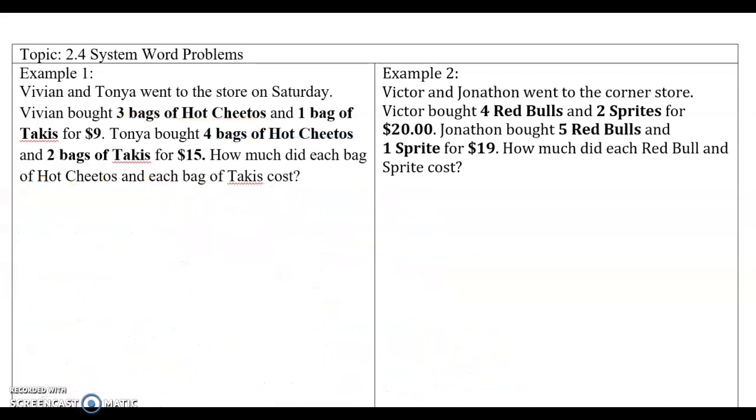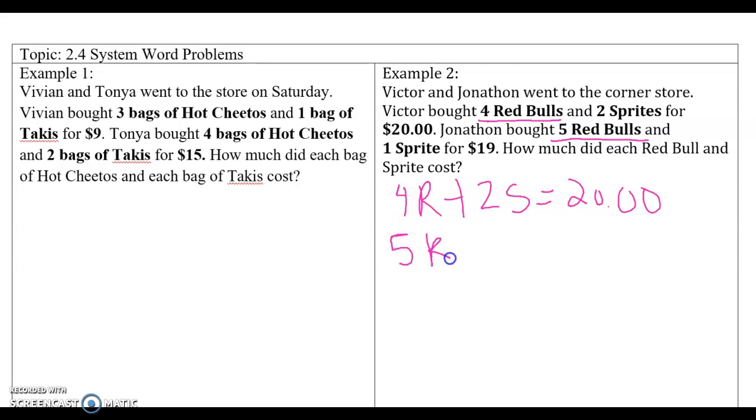Okay? So Victor and Jonathan went to the corner store. Victor bought 4 Red Bulls. So I'm going to call that 4R, and so plus 2 Sprites for $20. Jonathan bought 5 Red Bulls, 5R, plus 1 Sprite. You could just put 1S or just S, equals $19.